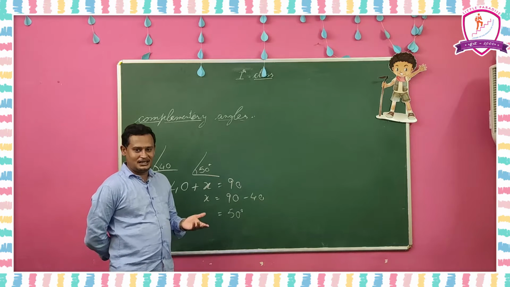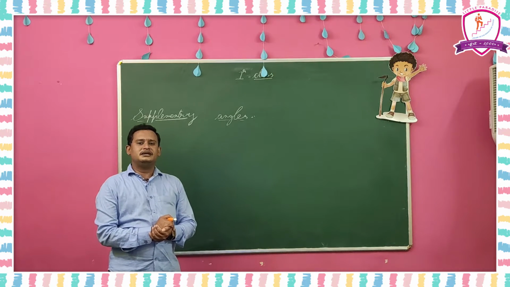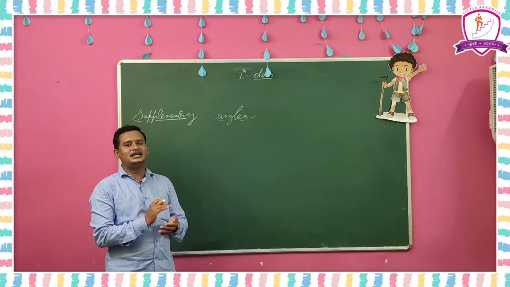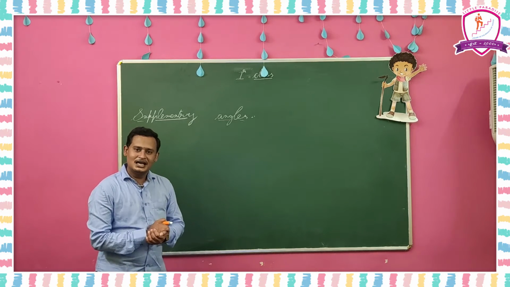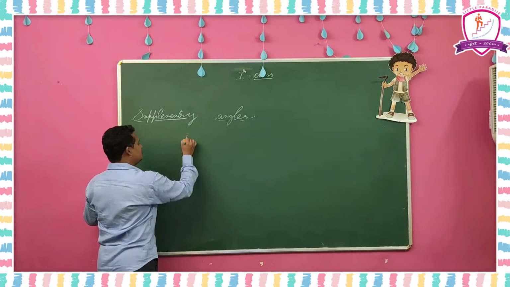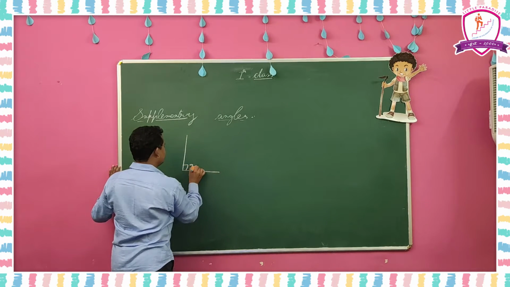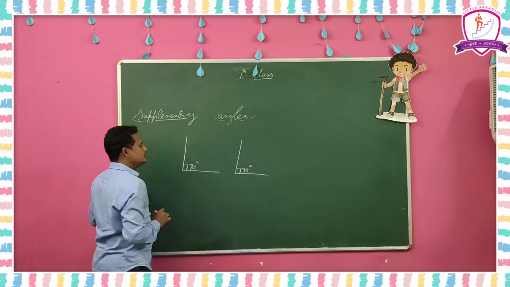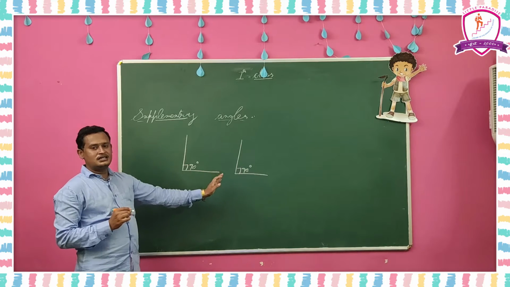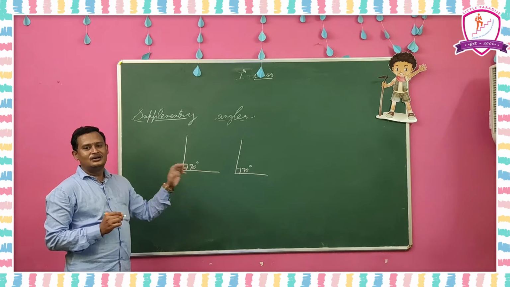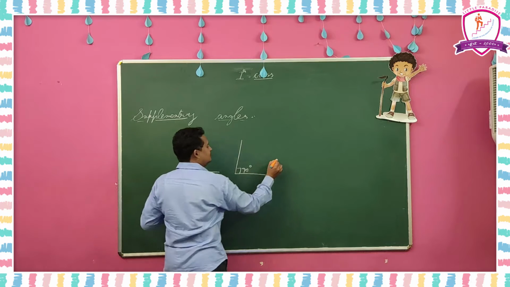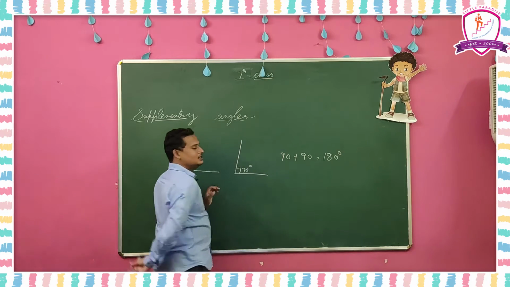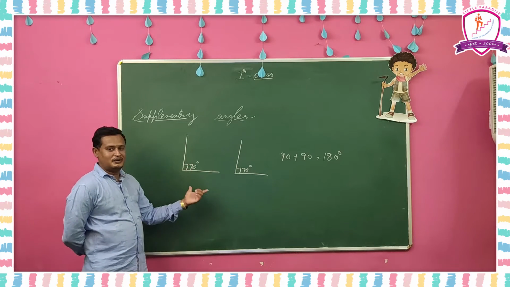Next, the supplementary angles. If the sum of two angles is equal to 180 degrees, those angles are called supplementary angles. First, suppose I take 90 and 90 here. These two are right angles. The sum, 90 plus 90, gives 180 degrees. So these two angles are called supplementary angles.